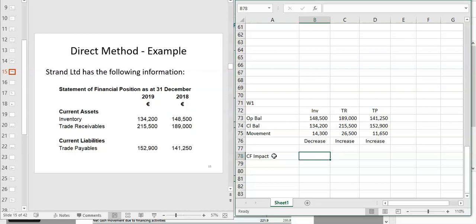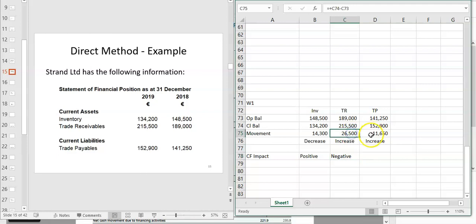For inventory, a decrease is positive. Why? Because you have less money tied up in inventory, which means it's going to release cash to the business. So what you're actually going to do there is add the 14,300. It's a positive impact on cash flows. For trade receivables, this is a negative impact. If you have more trade receivables, that means you have made sales but not received the money. So people owe you money, and you don't have it in the form of cash. So it's a negative.